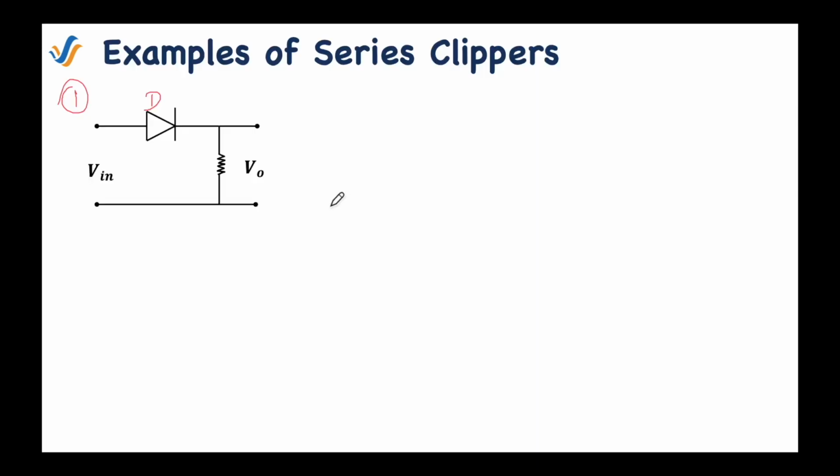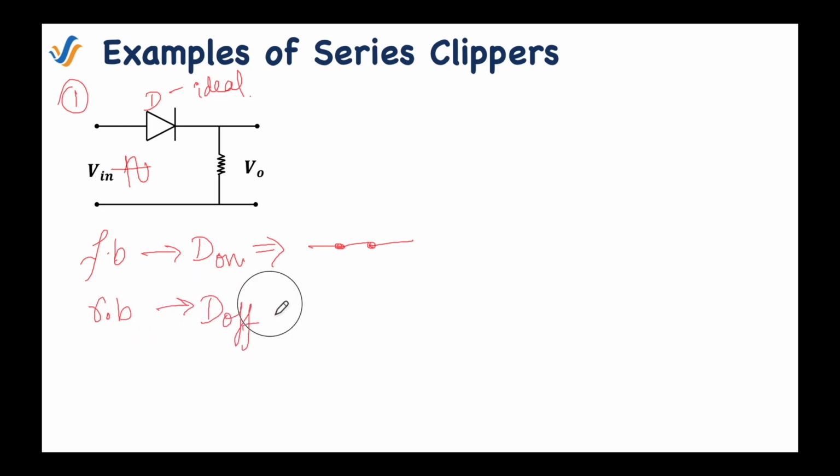So let's start with the simplest case of the series clipper, and I am assuming that this diode is an ideal one. We need to find out the output waveform for a sinusoidal input. Before finding the output waveform, you should know two concepts. When a diode is forward biased, or you can say the diode is on, then we need to replace this diode with a closed switch, and if it is reverse biased, or you can say it is off, then it will be replaced with an open switch.